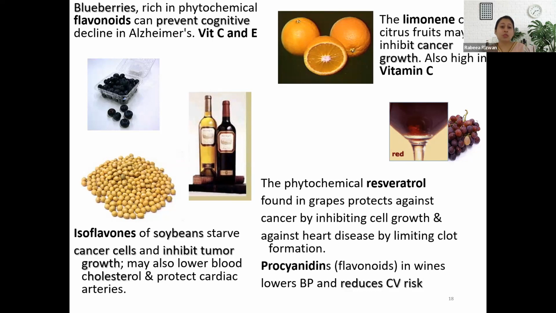Then isoflavonoids present in soya beans inhibit cancer cell growth. In this way, they perform their role to fight tumor cell growth, and also play a role in lowering body cholesterol levels and certain cardiac disease problems. Then the red wine and red grapes also have certain functions, because they contain flavonoids, particularly procyanidins, and they reduce the chances of getting cardiac diseases.